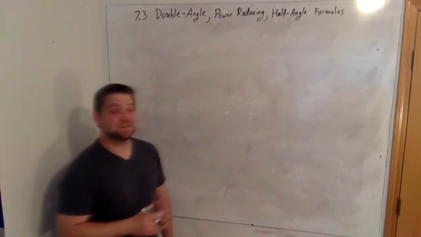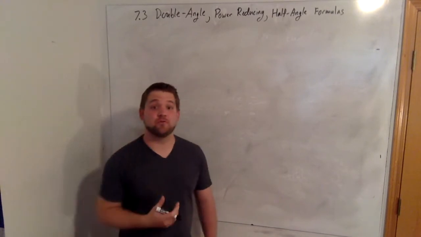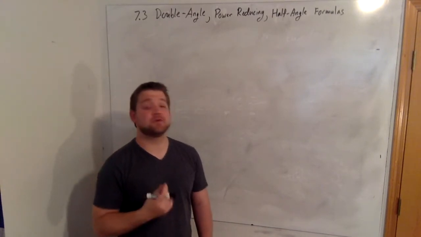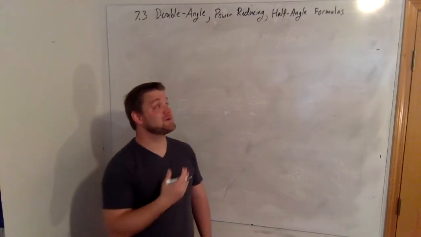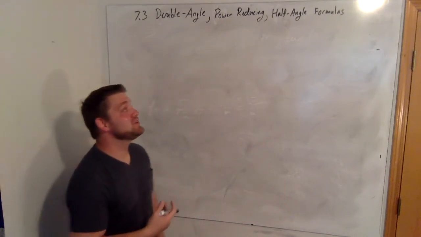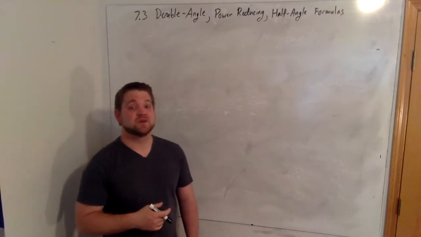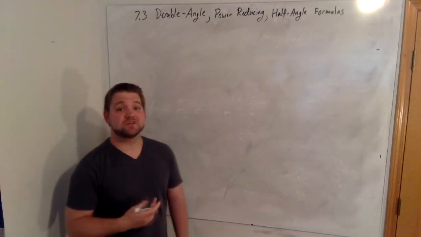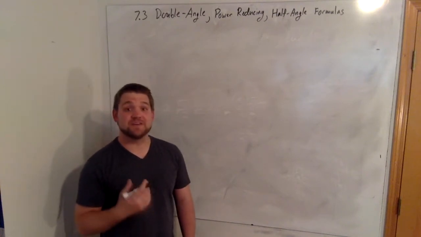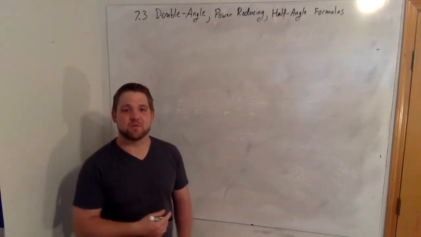What we're going to learn in this video is a new set of formulas that turn out to be super useful in calculus. We're talking about the double angle, the power reducing, and the half angle formulas. We'll actually find that these formulas are just a direct consequence of the addition formulas that we learned in 7.2.